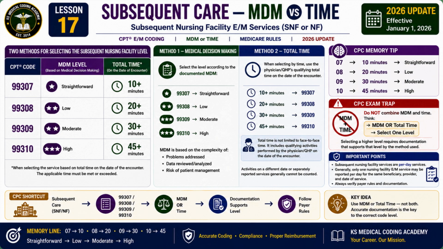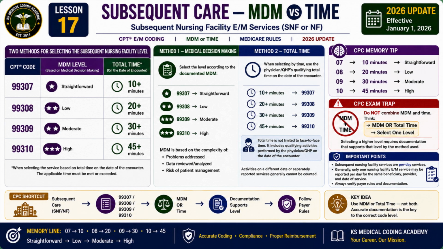99307 → 10. 99308 → 20. 99309 → 30. 99310 → 45. And always make sure the documentation supports the method and level selected. The key idea is simple: use MDM or time, document the service, and follow the applicable payer rules.